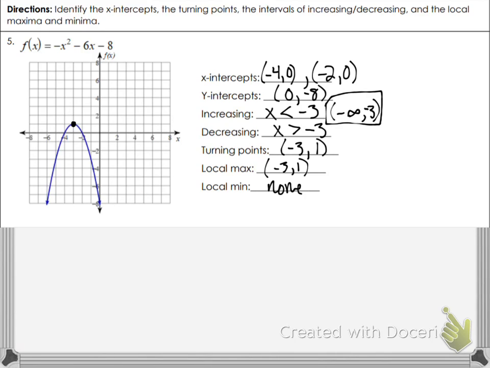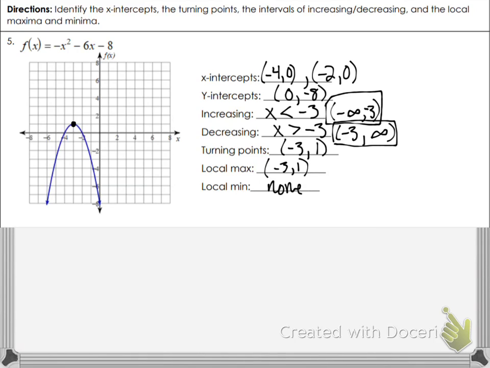Where is it decreasing? Starts decreasing at which x value? -3. And it's going off to the right. So is it going to -infinity? No. It's going to positive infinity. So these are going to be how you see them on the test. Okay? So it's increasing from -infinity to -3. Decreasing from -3 to positive infinity. Does everyone see that?